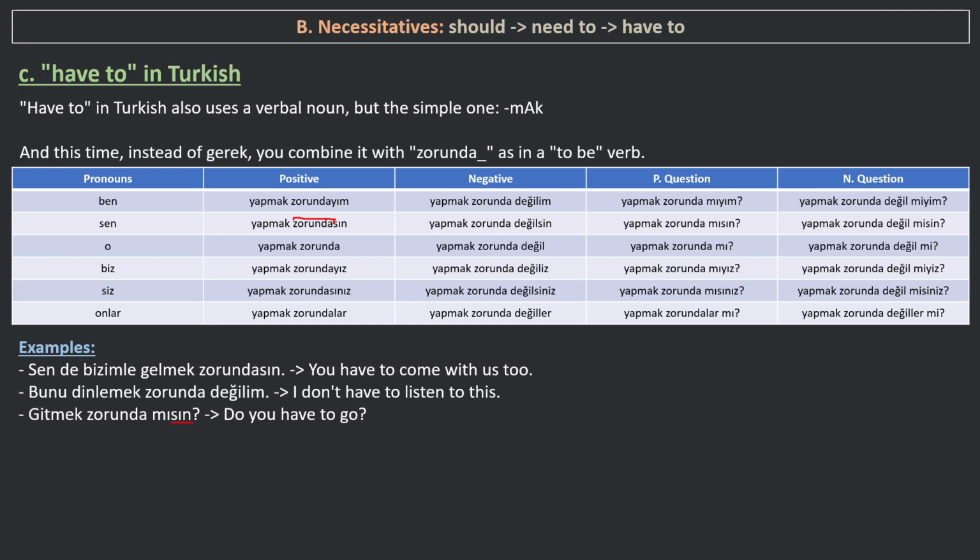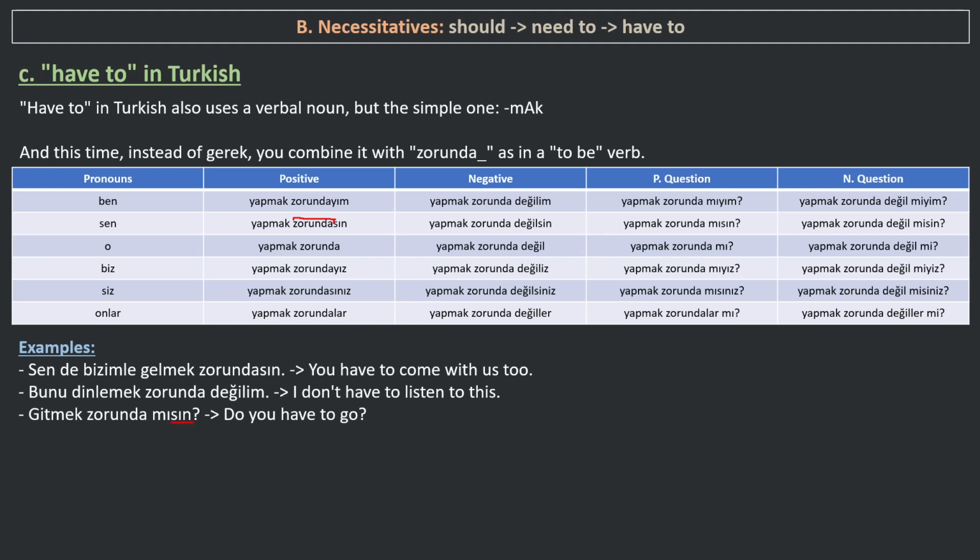Dizi izlemek zorundaydım, yoksa canım sıkılır. Good example. This time he combined it with the past tense. So I had to do. Or I will get bored. Canım sıkılır is a colloquial expression for to be bored in Turkish. Canım sıkılıyor. I am bored.